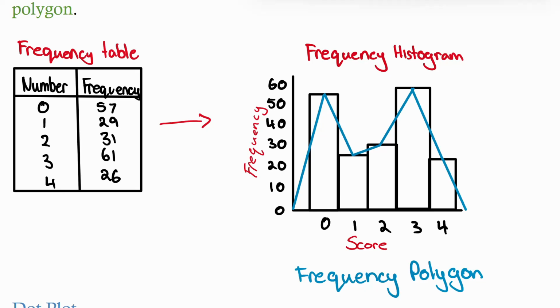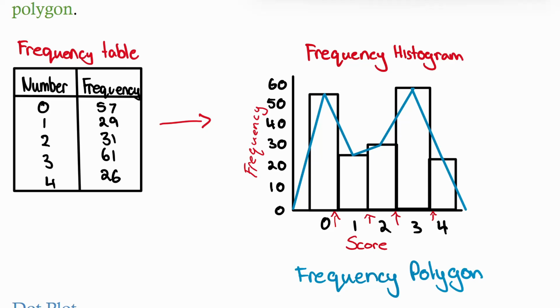Now, to convert this into a frequency histogram, it's very similar to a column graph, except you'll notice that there's no gap between our columns here. That's important. There's no gap. Other than that, it's very similar. On the left axis, you can see I've got frequency, which goes from 0 to the highest number. In our case, that was 57, so I went to 60. And on the bottom, you've got your scores or your numbers.